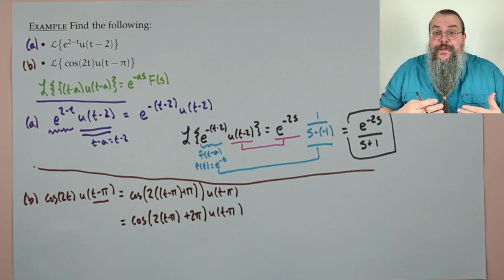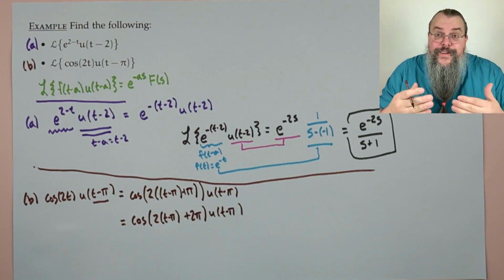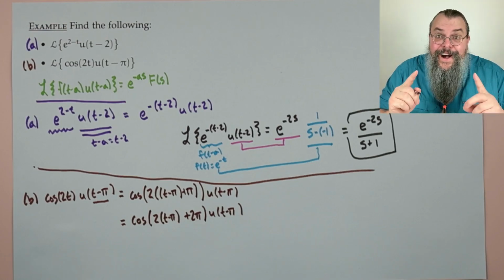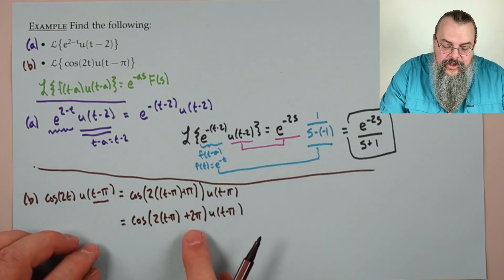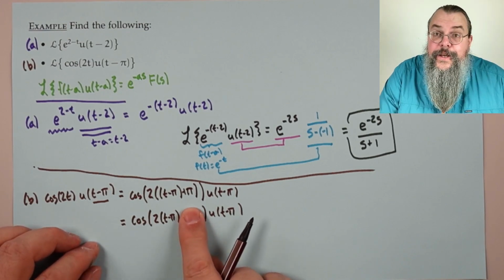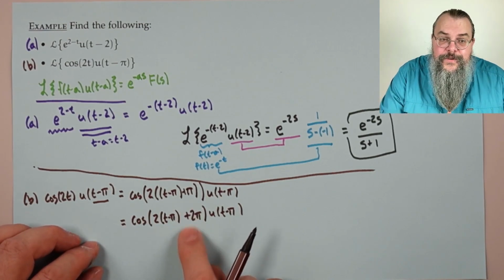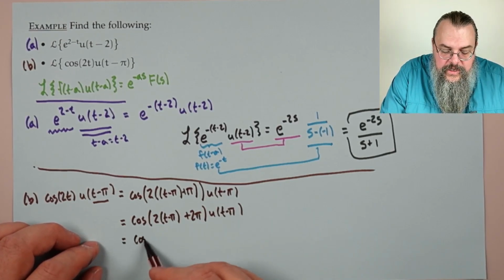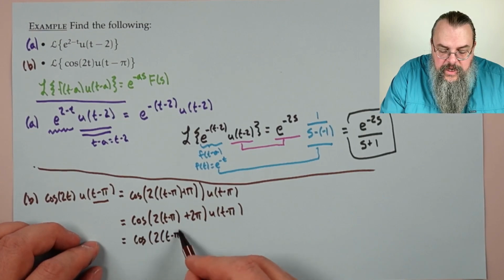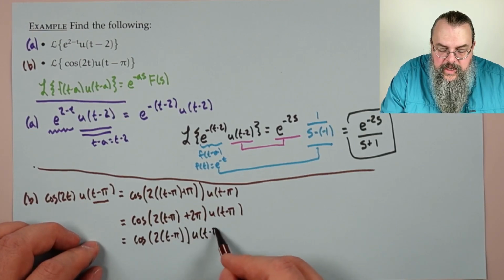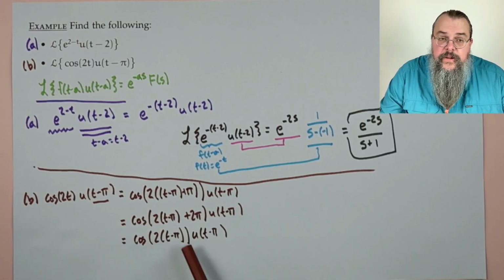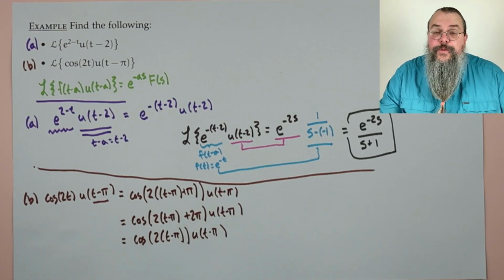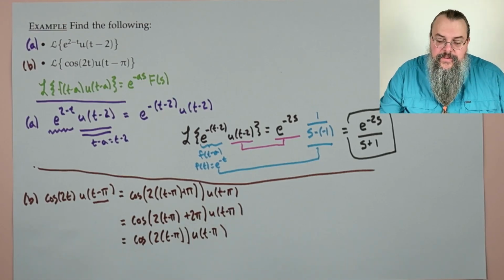It has lots of properties. One of them is that it's periodic. It repeats every 2 pi. So if we take this function and were to cover it, it's the same function, right? Because this is a shift over. So we're like, okay, great. So this is the same as cosine of 2(t minus pi) u(t minus pi). Okay, now we're ready. Here we're ready to apply the rules, because we've rewritten it in terms of t minus a.